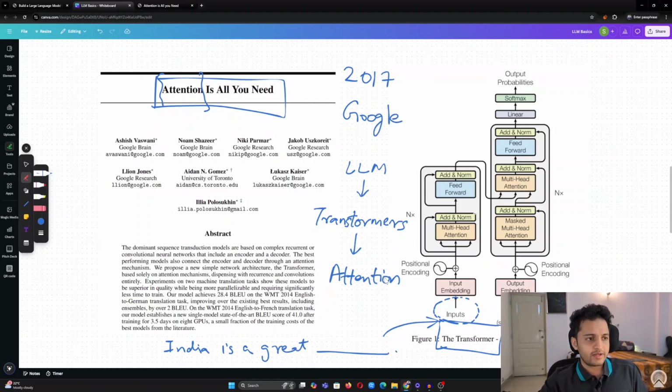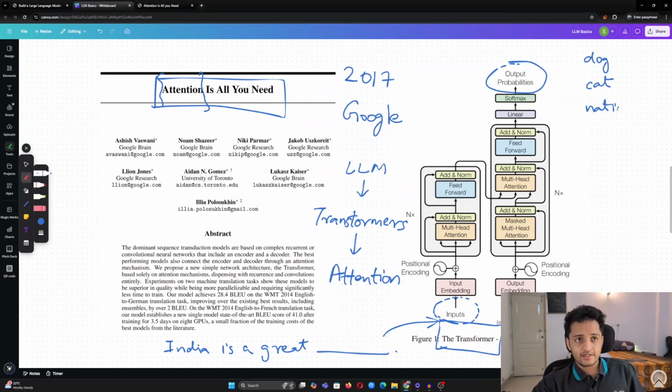So when you give this input, the input goes to a very complex computation, and we will be covering all of this computation in the further videos. And then it outputs some probabilities. Now, what are these probabilities that are being outputted? This model will give a score to each and every word in the output. So for example, let's say dog, cat, nation, country, and then there is city. What is the probability that the next word here will be dog?